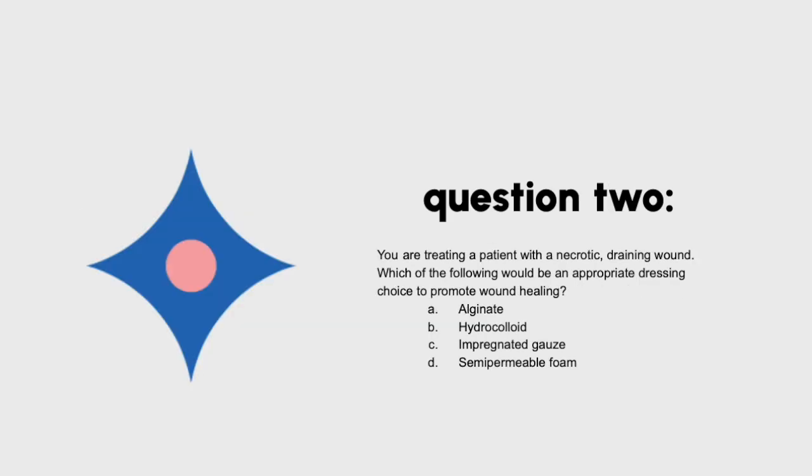Question 2. The correct answer here is C, impregnated gauze. The other options, alginate, hydrocolloid, and semi-permeable foam, are really good for granular draining wounds. For necrotic wounds, it's best to use an impregnated gauze, or that's a good option.